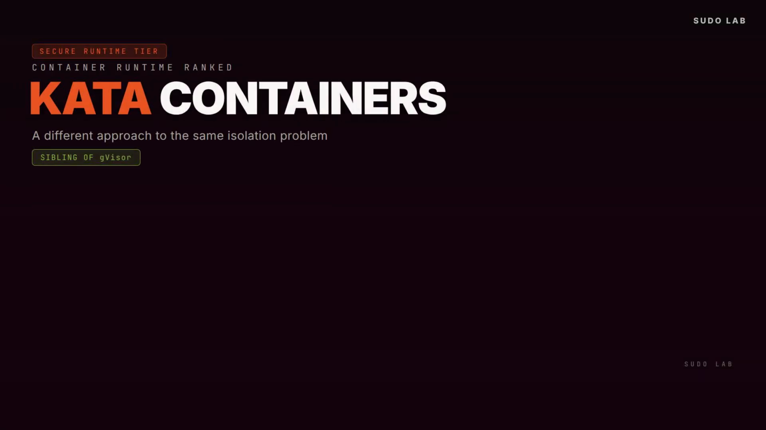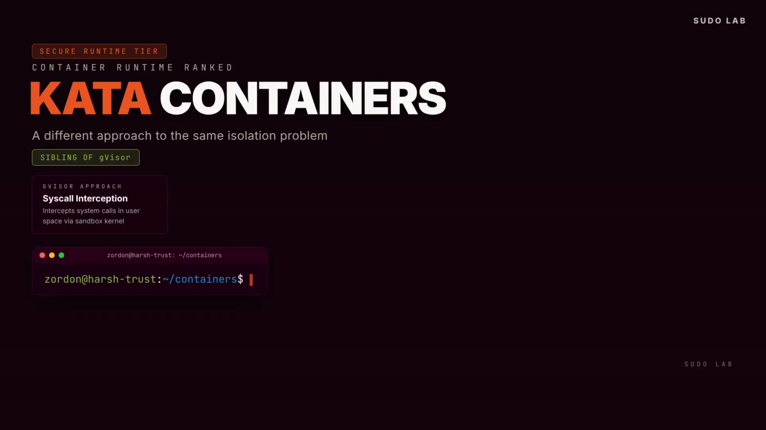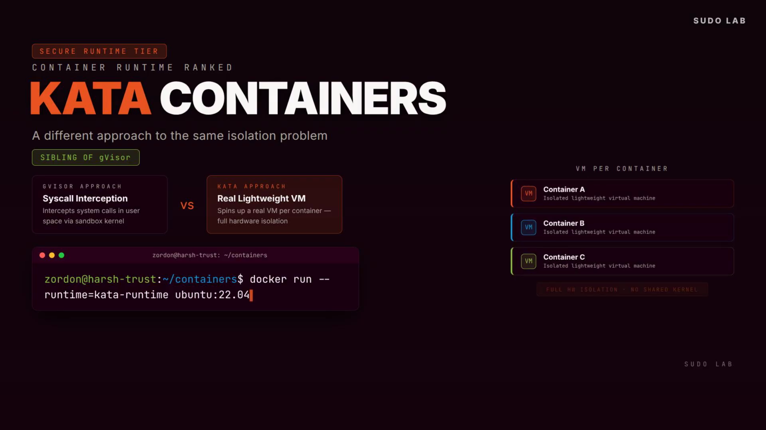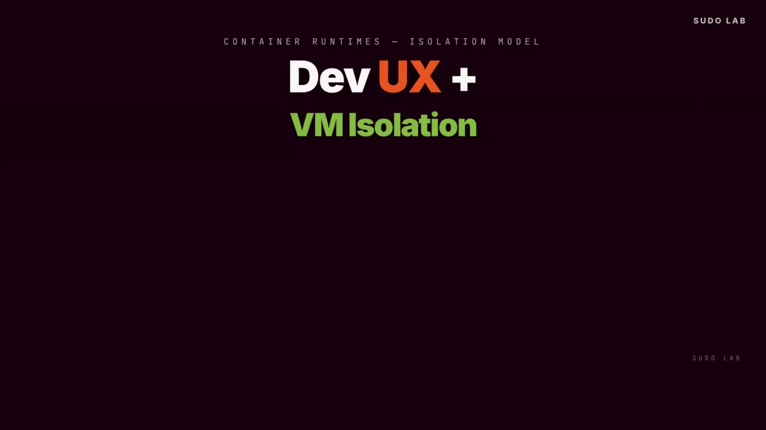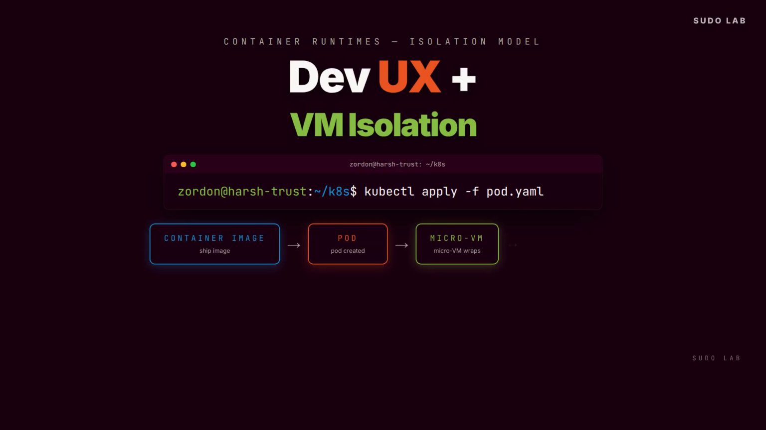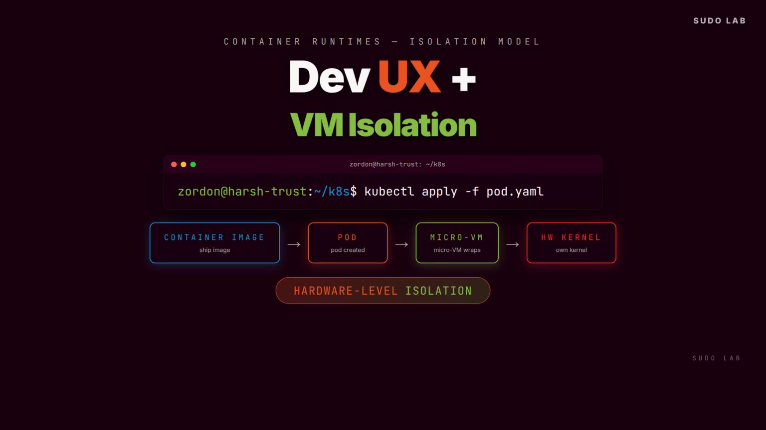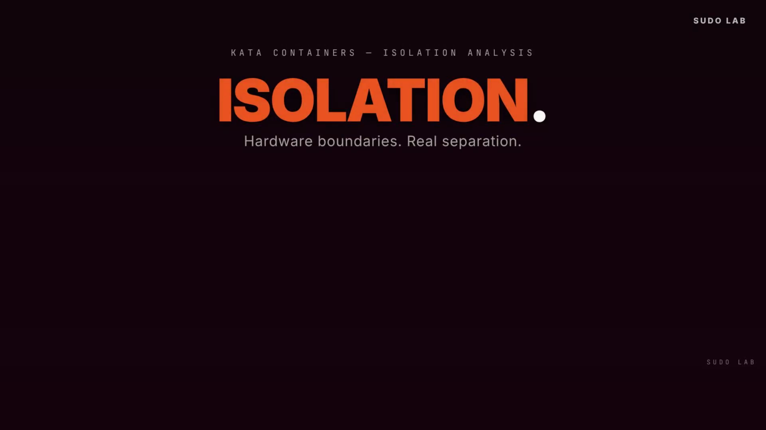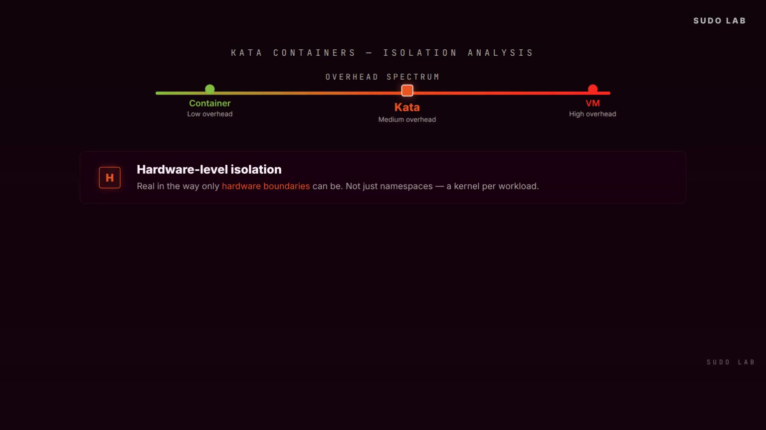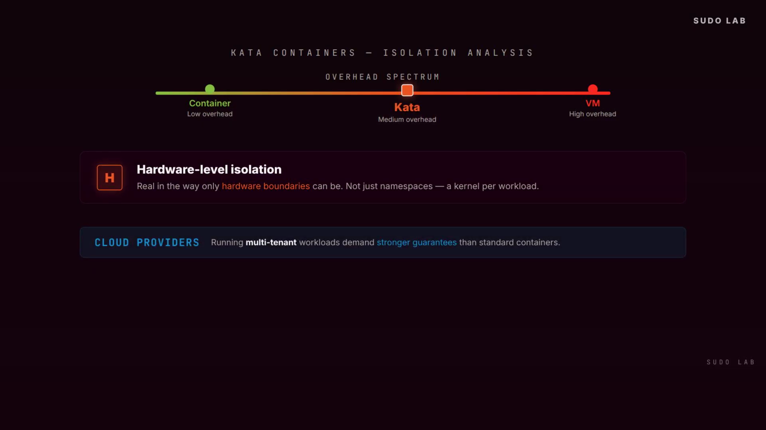The sibling of gVisor in this tier is Kata containers. Kata takes a different approach to the same problem. Instead of intercepting system calls in user space, Kata spins up a real, lightweight virtual machine for every container, with its own kernel inside. So you get the developer experience of containers, where you ship an image and call something like kubectl apply, but underneath, each pod is running in its own micro VM, with hardware-level isolation. The overhead is higher than a regular container, but lower than a full virtual machine, and the isolation is real in the way only hardware boundaries can be.